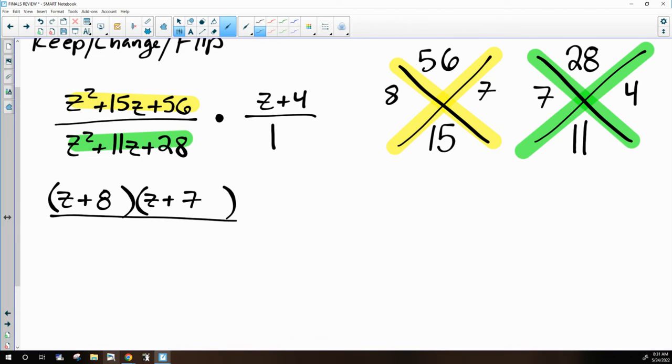Okay, the green. We have a 7 and a 4. How will those turn into factors? Z plus 7 and z plus 4.